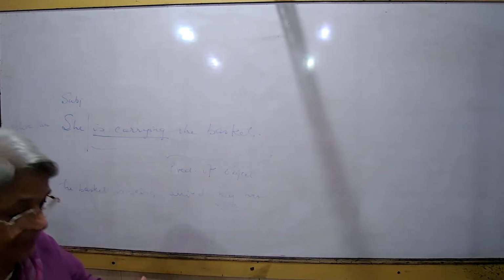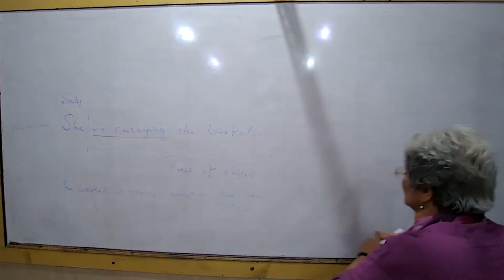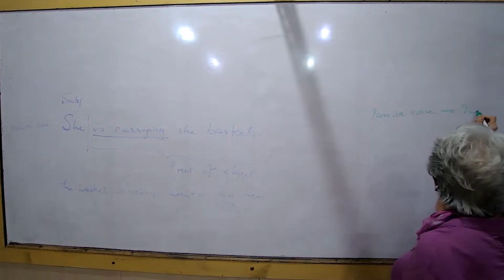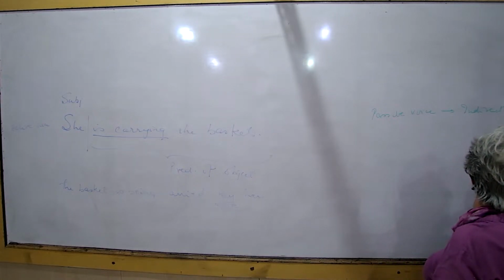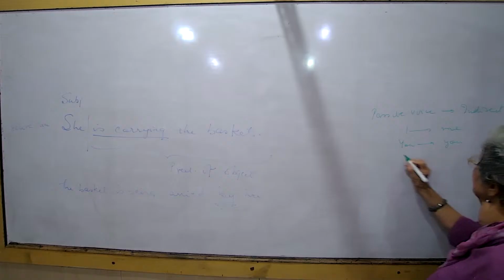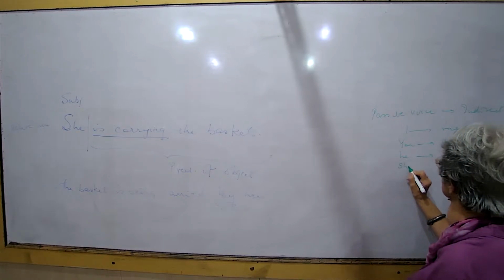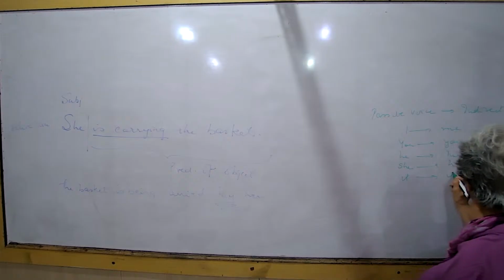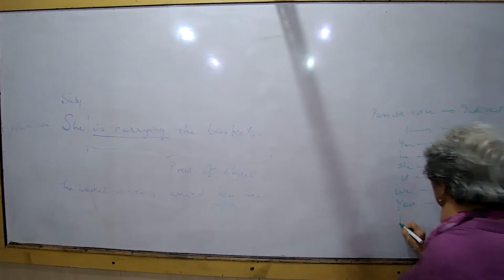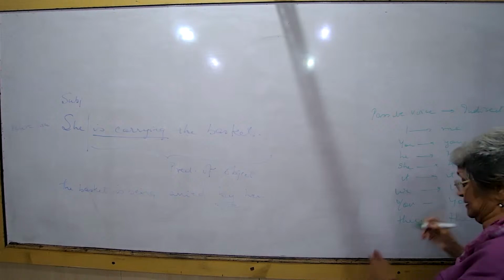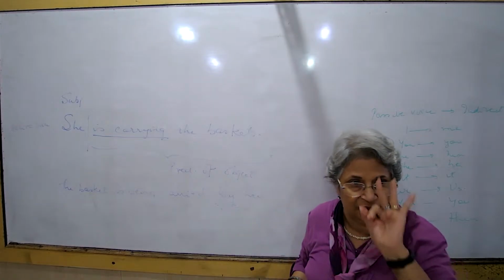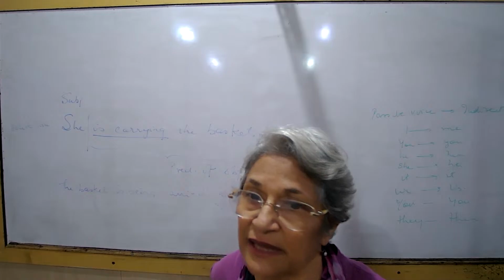And then we are using indirect objects. What do you mean by indirect objects? In the passive voice, we use the indirect object form. I will become me. You will become you. He will become him. She will become her. It will remain it. We will become us. You will remain you. And they will become them. This is the indirect object which will always reflect in the passive voice. If you remember these rules, you can never go wrong.